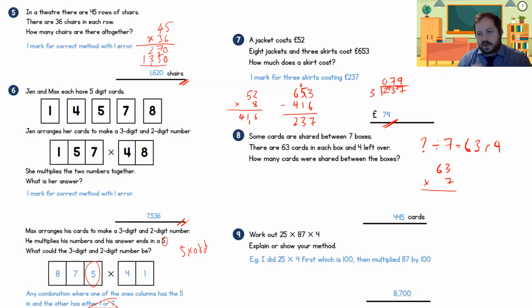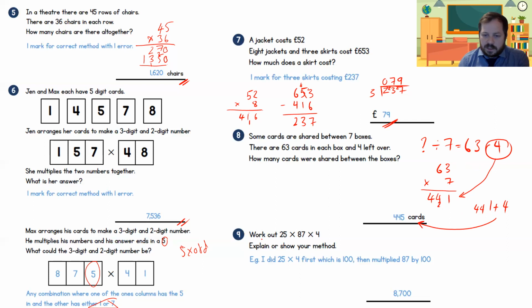So 7 times 3 is 21. 7 times 6 here is 42, plus 2 here is 44, like that. But then you have to remember that you've got this remainder that needs to be added onto here. So 441 plus that 4, and that equals the answer, which is 445.